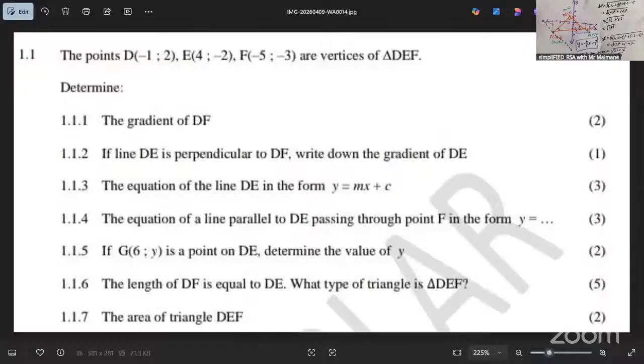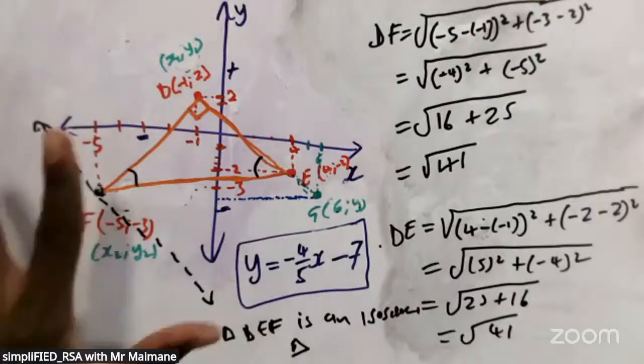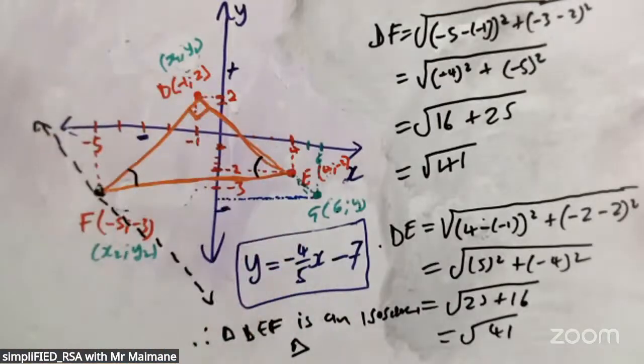The area of triangle DEF, 2 marks. How would you calculate the area of triangle DEF, since we know it's a right angle triangle?